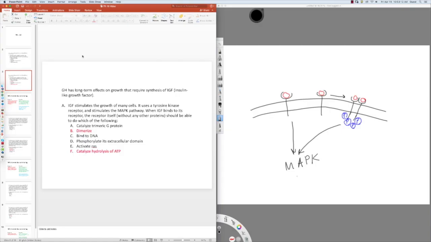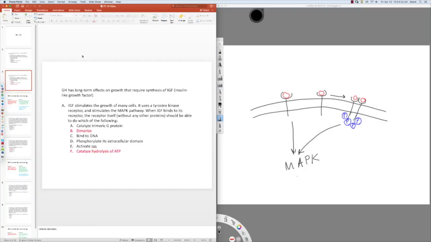Well, it turns out I got half the answer, right? B, dimerize, we clearly knew that was going to happen based on the diagram we drew, and that was indeed correct. But F, the one we were uncertain about, seems also to be true, and we opted not to choose it, but that ended up being not quite right. So, catalyze hydrolysis of ATP.